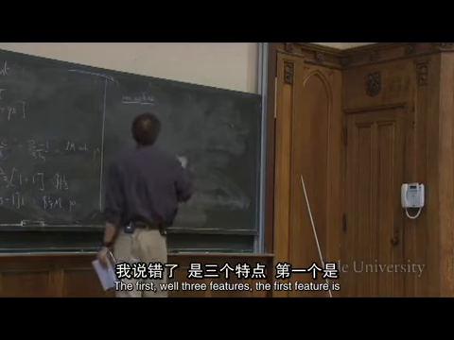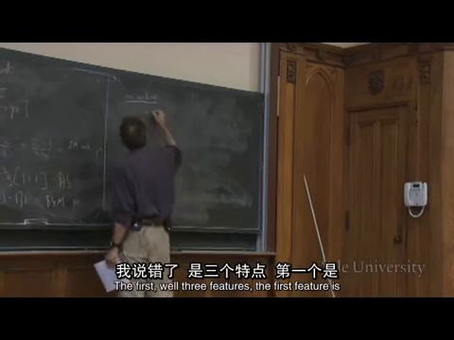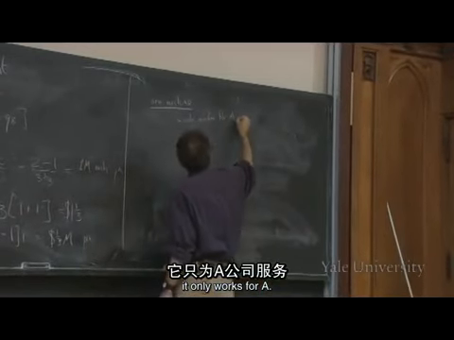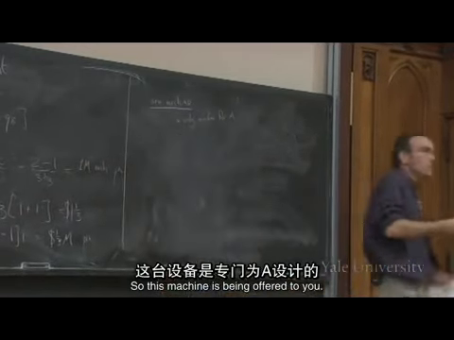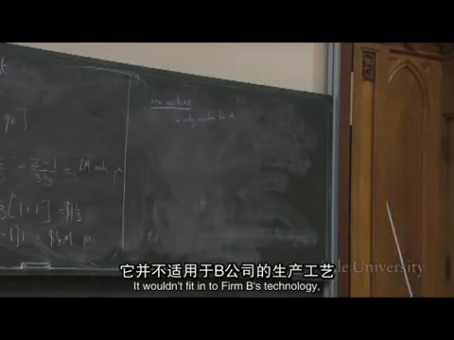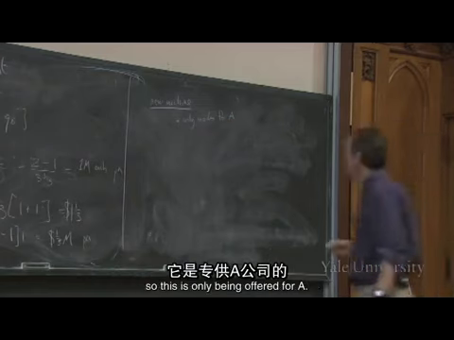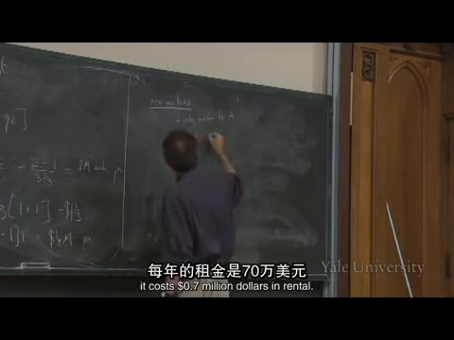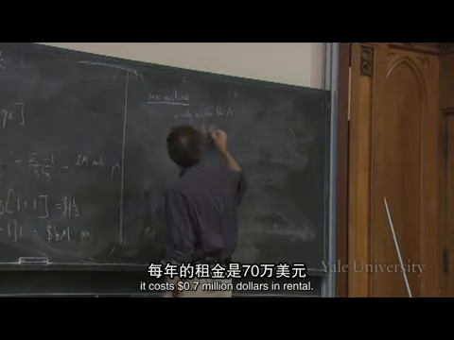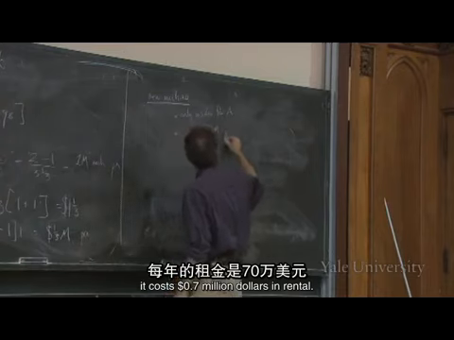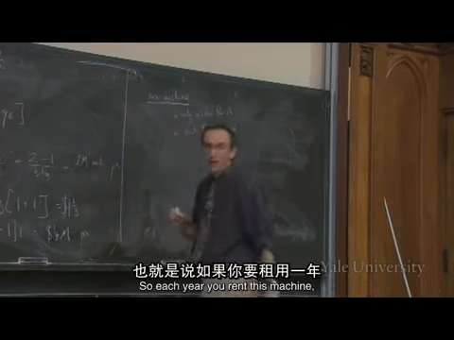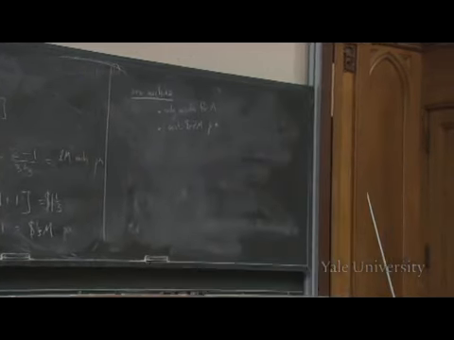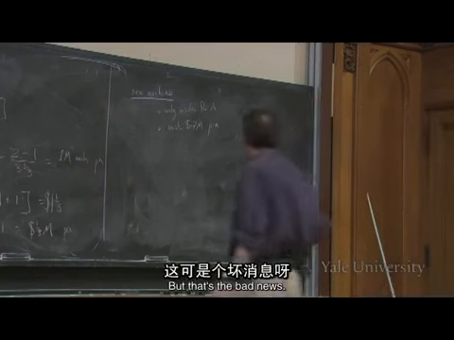All right, three features. The first feature is it only works for A. This machine is being offered to you. It wouldn't fit into firm B's technology, so this is only being offered for A. The second feature of this machine is it costs $0.7 million in rental. So each year you rent this machine, you'd have to pay $0.7 million. But that's the bad news.